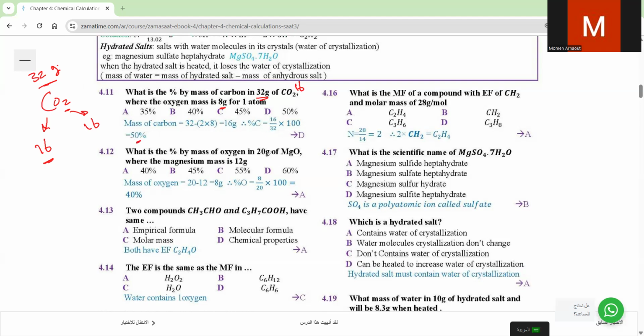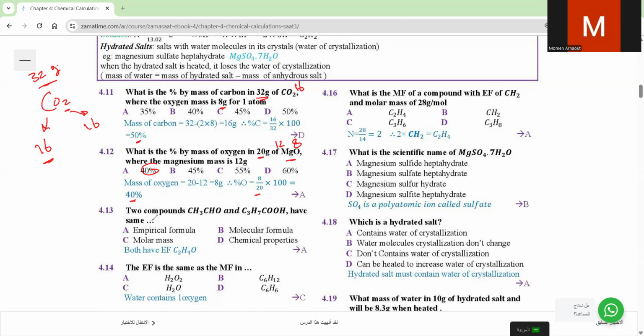What is the percent by mass of oxygen in 20 gram of MgO, where the magnesium mass is 12? Okay, very simple. The magnesium is 12, so the oxygen is 8. So 8 divided by 20 times 100. What is the percent of 8 in 20? 8 divided by 20 times 100 is 40.